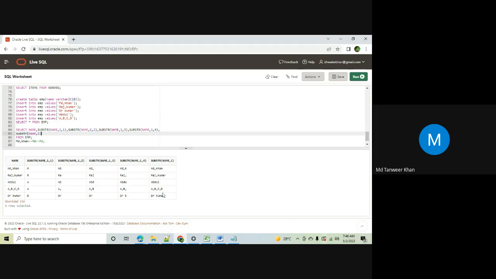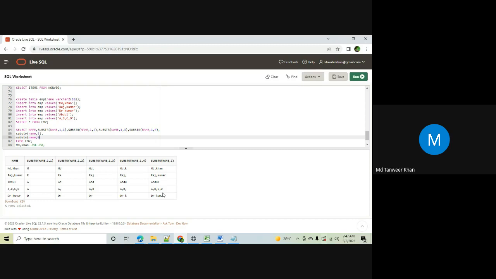Is this clear or not? No, not clear. Can I repeat this? Okay, I will show all the examples, but so far, any questions, guys? No questions. Okay.